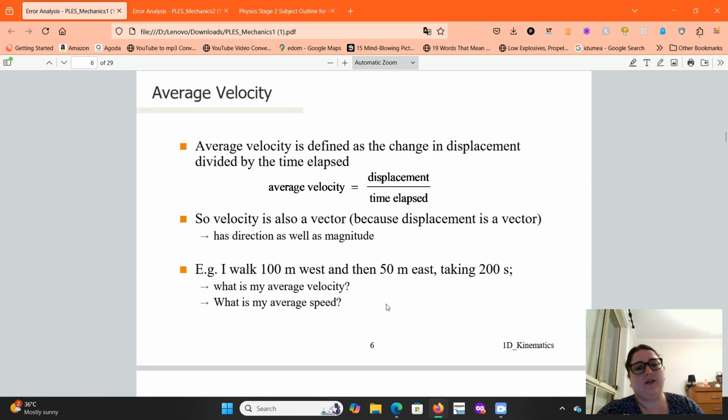If we want to work out average velocity, I'm just going to write this and then show you. Velocity equals displacement over time. Displacement is equal to negative 100 plus 50, because west is a negative way and east is a positive way. That's negative 50, and time is 200 seconds, so our velocity is negative 50 over 200.